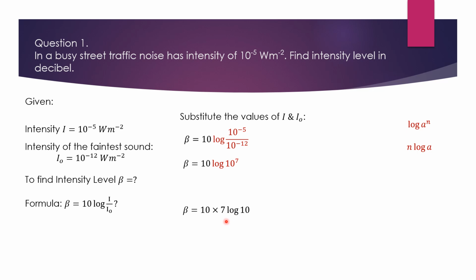Now, you know that log to the base 10 of 10 is equal to 1. So since log of 10 is equal to 1, this remains 7. So beta is equal to 10 into 7, which becomes 70 decibels. So the answer to this question is 70 decibels.